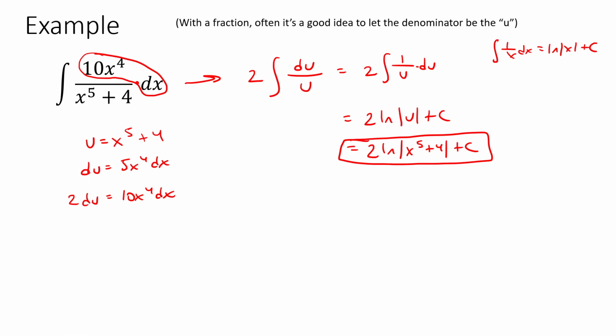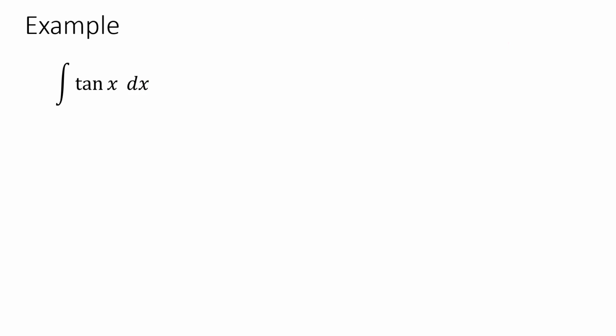Okay, another example with that would be tangent. So, okay, how do I do this? Well, you would need to be just a little bit clever and realize that tangent is really sine over cosine.